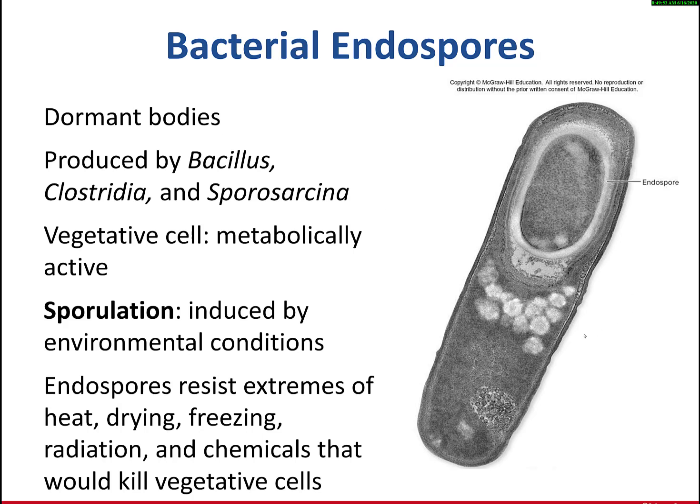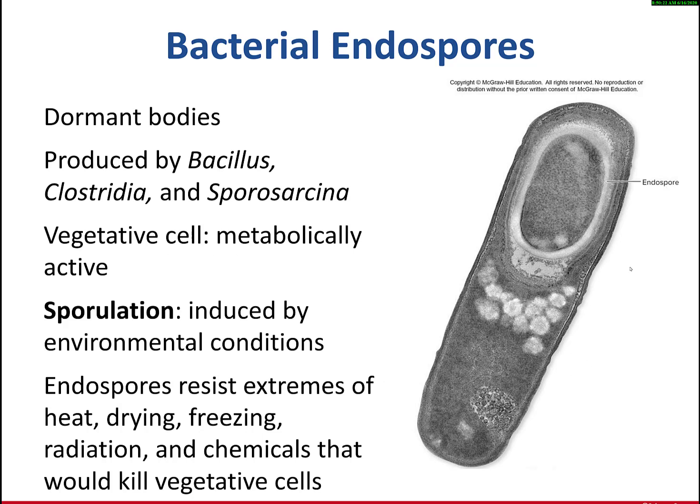The dormant body. So when the cell senses, well, things aren't so good in the environment, sort of like, well, there's a COVID virus out there, we need to wear masks and stuff, and it's not looking too good, so let's go ahead and form these little spores, and we'll just wait this thing out. And that's kind of it. Bacillus, Clostridia, and Sporosarcina are those that can do that.